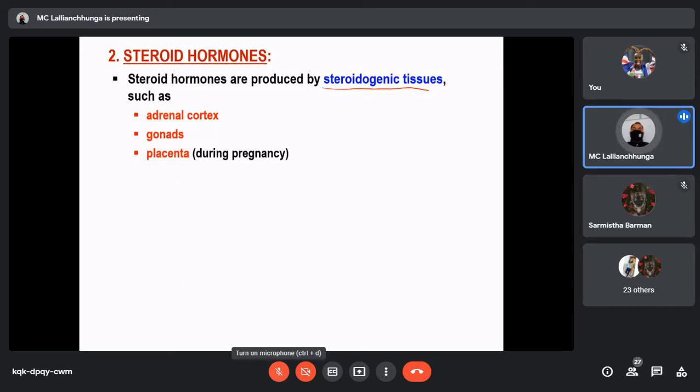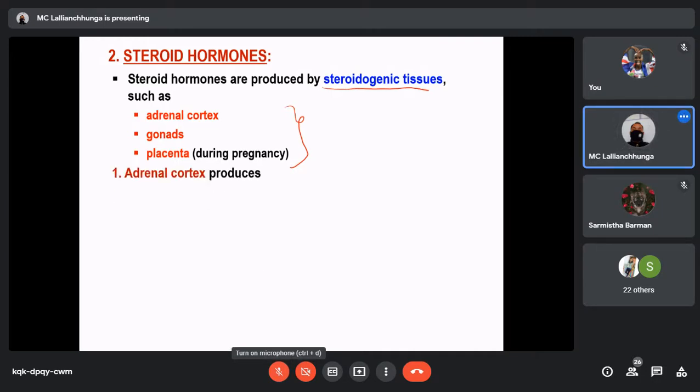Placenta, we know it is present only in which sex of animal? Can any one of you tell me? Placenta will be present in which animal, male or female? Okay, so during pregnancy, placenta is there. So we can call placenta a temporary endocrine gland also. Why is it a temporary endocrine gland? After delivery or birth of the offspring, it will be removed. It is a temporary organ. Other tissues also produce these hormones, but the main ones which synthesize and release steroid hormones are the adrenal cortex, gonads, and placenta.